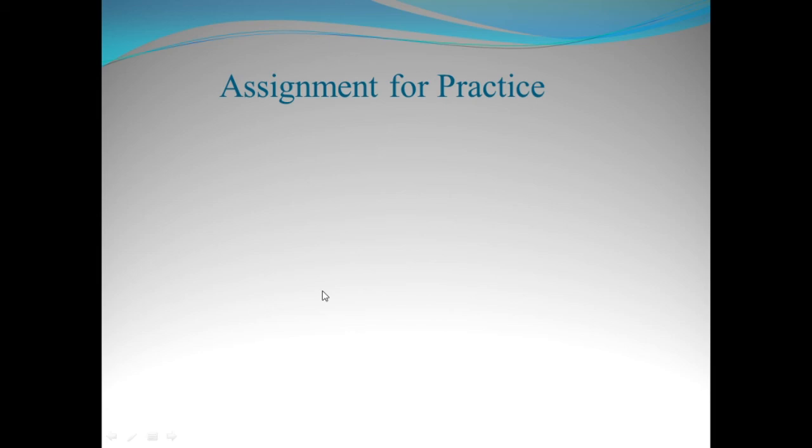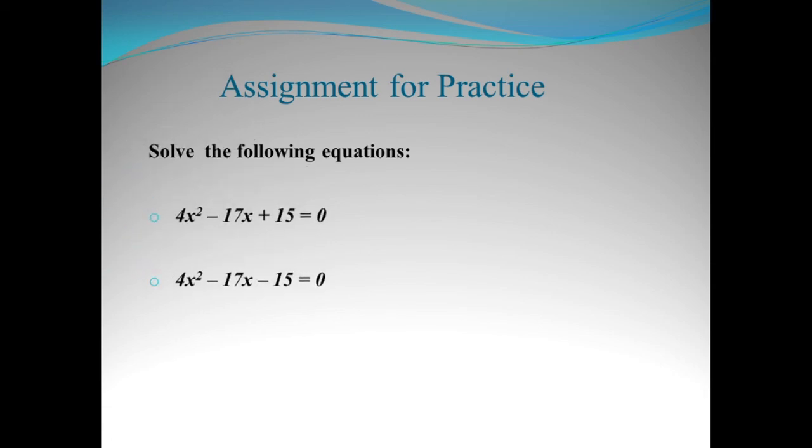Now there is an assignment for you to practice, and you have to solve these questions and submit them in your WhatsApp group in your grade section. The question is to solve the following equations, and the equations are 4x square minus 17x plus 15 equals 0 and 4x square minus 17x minus 15 equals 0. For these two equations, you have to solve them and send the solution to the respective teacher of your grade or your section. I have given some hints for you.